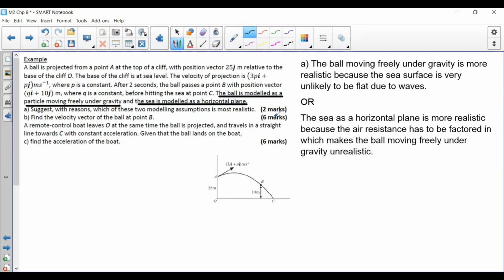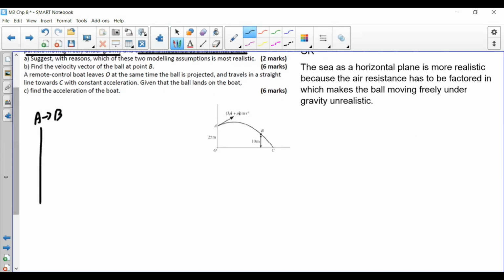Right. Question B: find the velocity of the ball at point B. So 6 marks, and 6 marks for part C as well. So part B, find the velocity of the ball at point B. Well, we can see the journey is from A to B, so we'll do that. So double sweep up from A to B. Okay, no nonsense. Double sweep out.